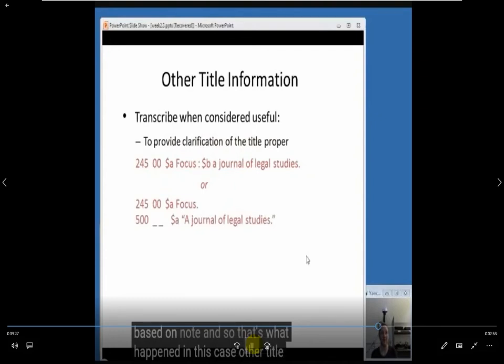Other title information, usually meaning subtitles, can be transcribed when considered useful. You can either include it as a subtitle in a subfield B in your 245 field, or you can include it as a note in a 500 field.